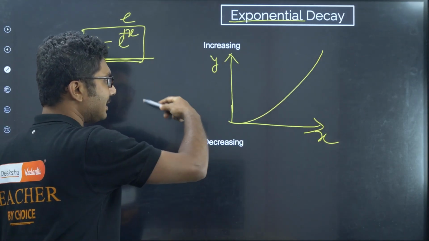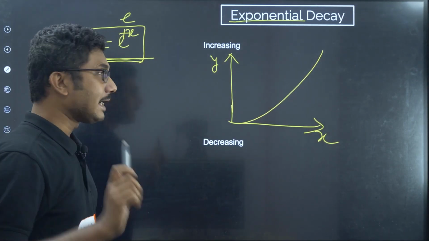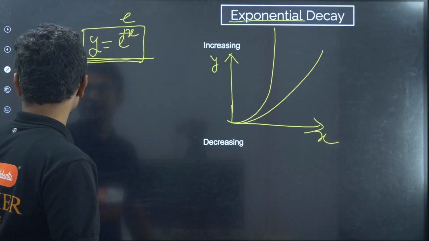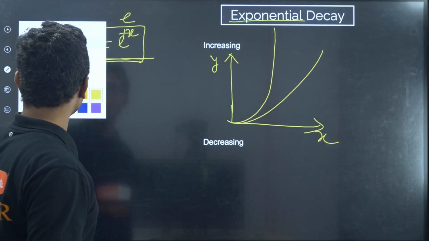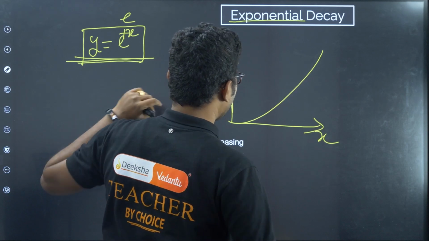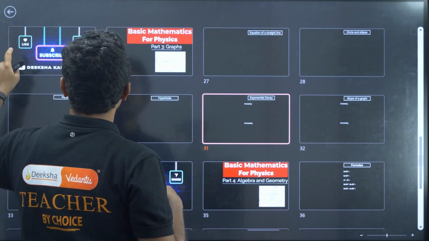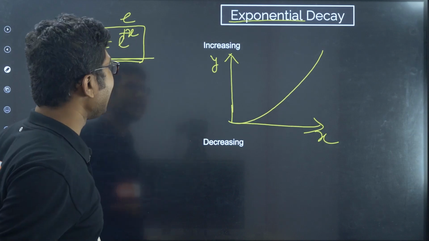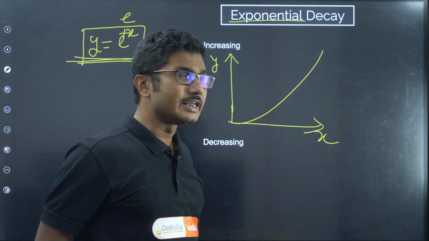Okay, so basically it's like this, not like a parabola. A parabola is more towards like this. A parabola is more like bending, but it is going up. Okay, it is going up. So we can say it is exponentially increasing.